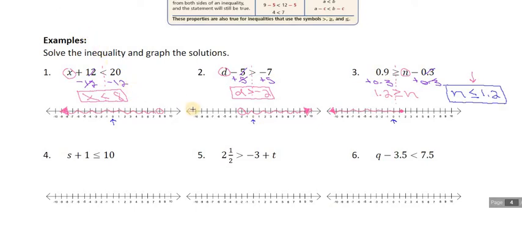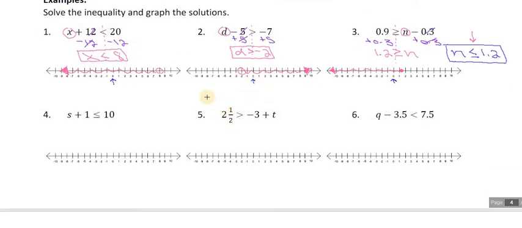Okay, let's move on to number 4. I think we're capable of doing 4, 5, and 6 independently. You just have to be careful with number 5, because in number 5 you're going to be getting your variable t by itself on the right. So we're going to have to make sure we flip our whole answer around, like in number 3.